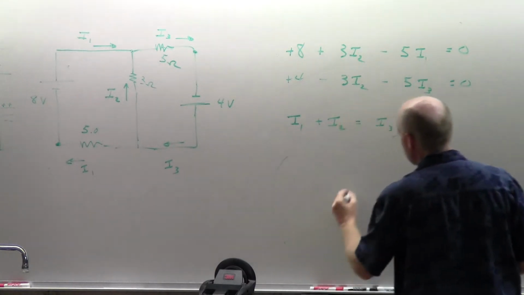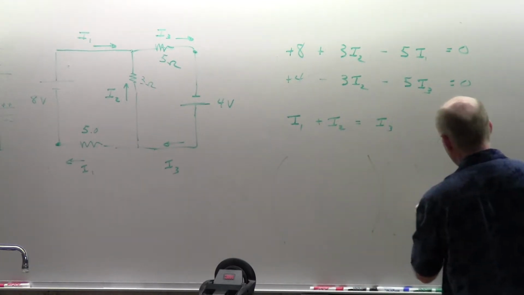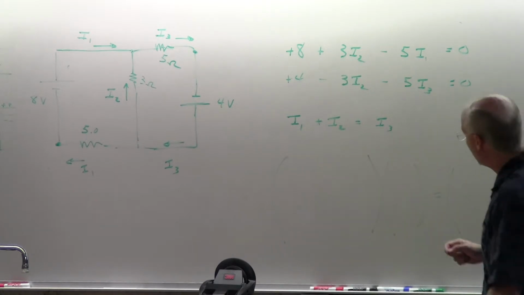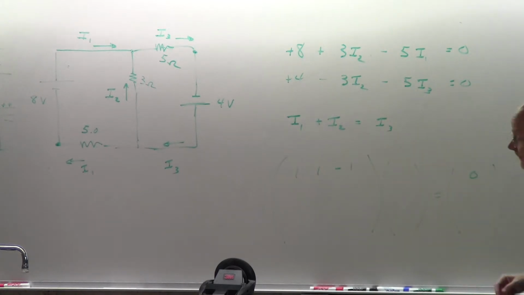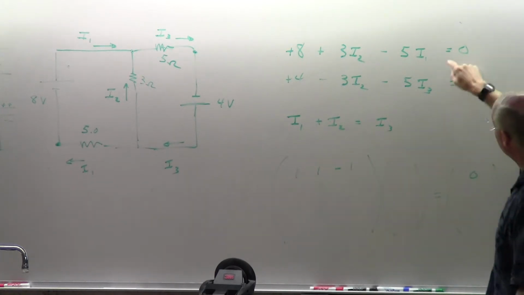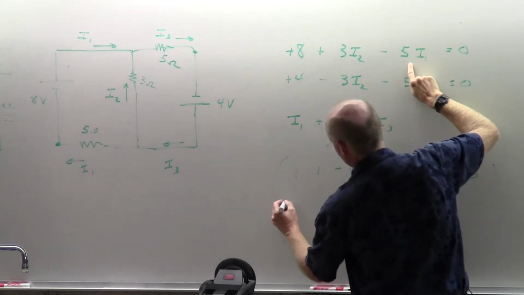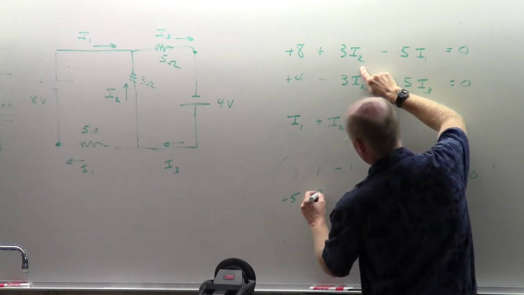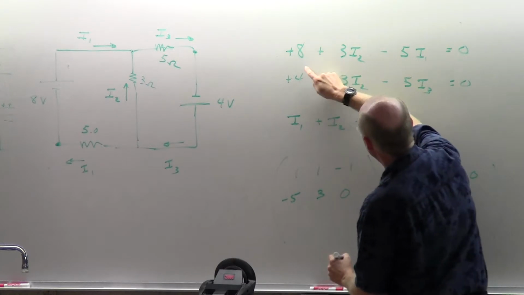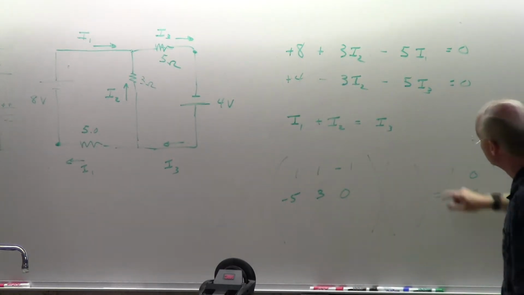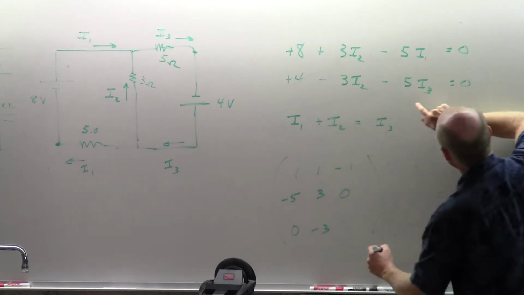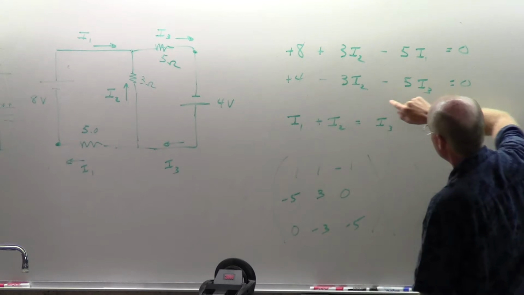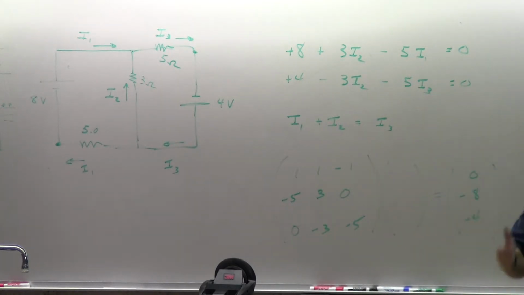If I write this in matrix form, this first equation would become 1, 1, -1, equals 0. This equation up here would become -5, 3, 0, -8. This equation here would become 0, -3, -5, -4. Enter them into the calculator, get an answer.